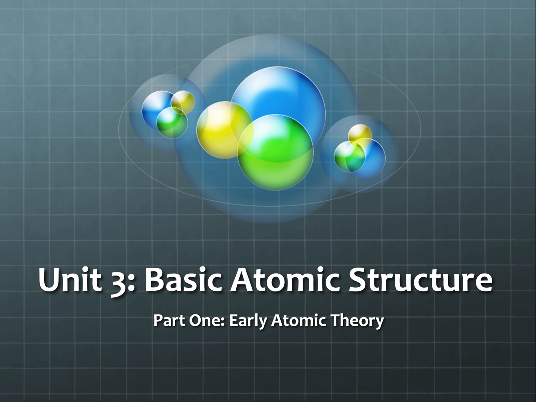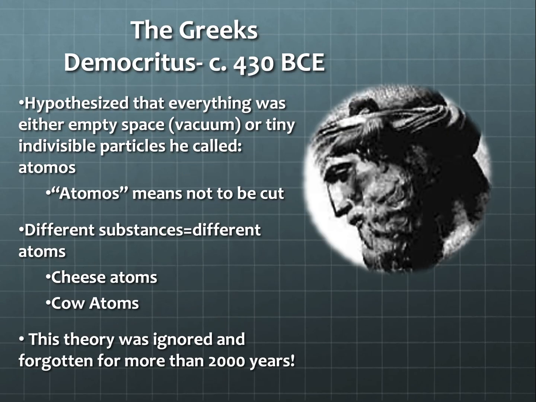In Unit 3, we're going to be learning about basic atomic structure. Last week, you took a look at the timeline of an atom, from where we started up through almost present day. So we're going to start with the really early atomic theory. Some of this will be a recap and some will be something new.